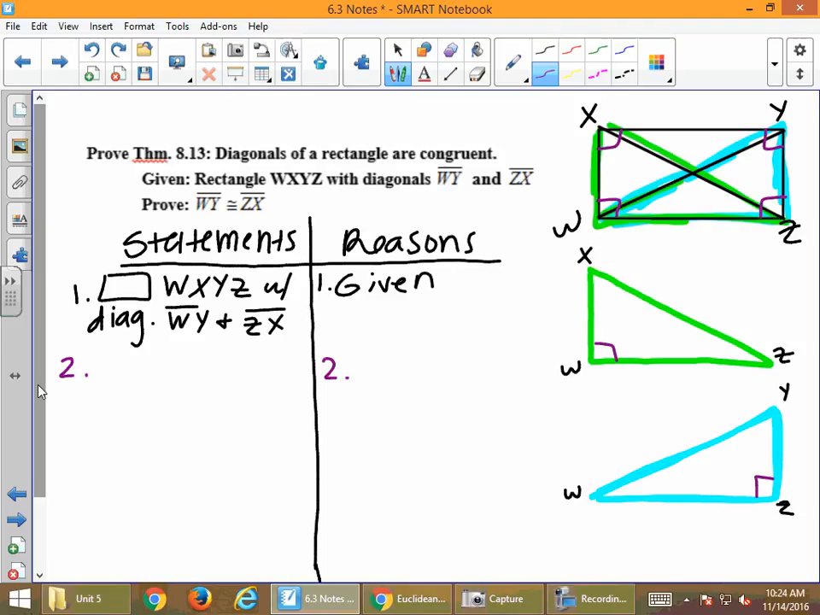We can say angle XWZ and angle YZW are right angles, because we know it's a rectangle. So think of that kind of shortcut. In our statement, we're talking about a rectangle, so our next reason is going to be definition of a rectangle. The vocab word.